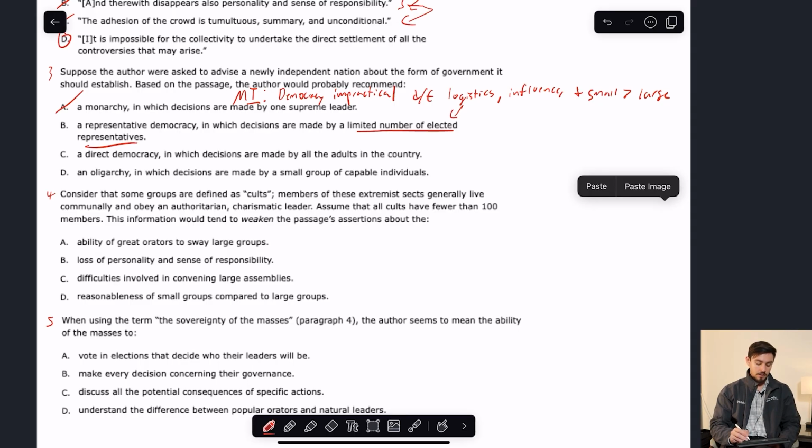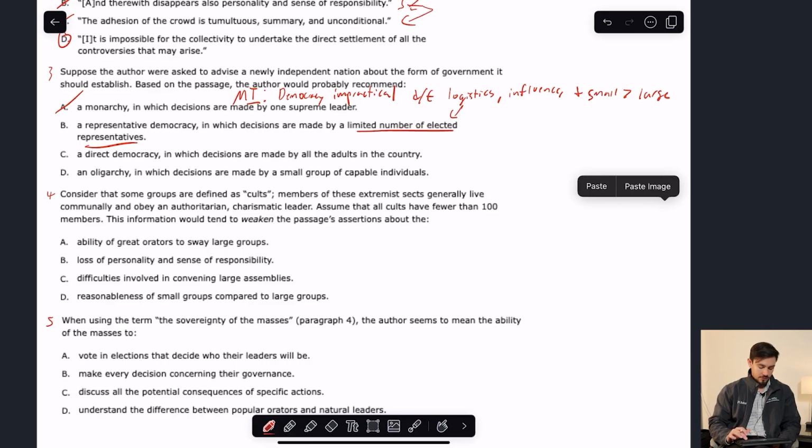C says a direct democracy in which decisions are made by all the adults in the country. I mean, he spent the entire passage arguing against that, so no to C. And then D says an oligarchy in which decisions are made by a small group of capable individuals. So small group better than large group, but the author directly argued against oligarchies, and this is just too much control, so maybe not D. And that argument against oligarchies is the first sentence or something. Yeah, against the formation of an oligarchical ruling clique, right? So the correct answer would be B.